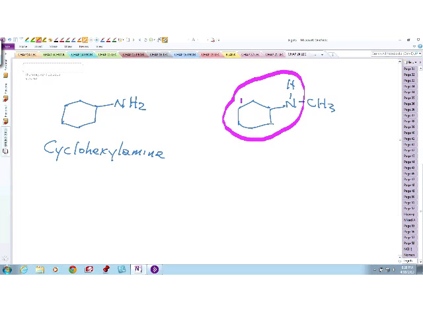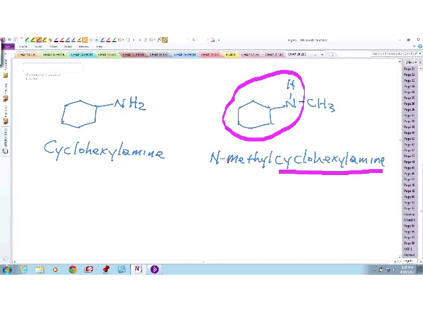And then to indicate that we have a methyl group attached to nitrogen, we simply say N, so this becomes N-methylcyclohexylamine. You notice here, this is your base name. And this here simply tells us that the methyl group is attached to the nitrogen atom. Now, supposing we have this.